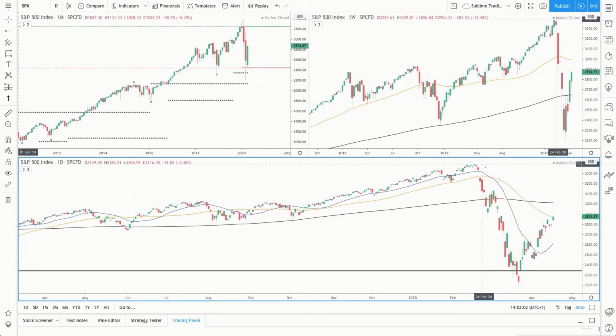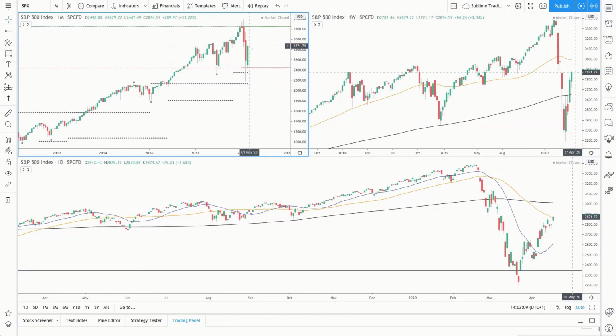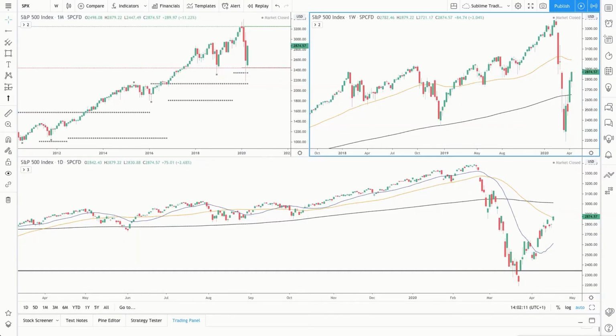Similar looking setup on the S&P 500. We can see price found support at the low of 2019. We've had a bullish April so far. If we move across to the weekly time frame, price is above the 200 moving average, and the momentum from the previous week continued through last week.